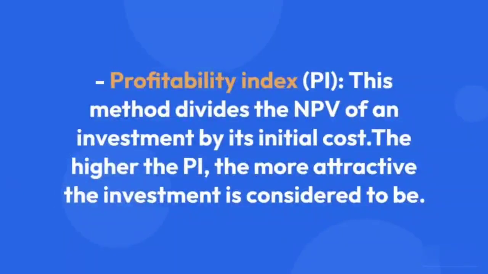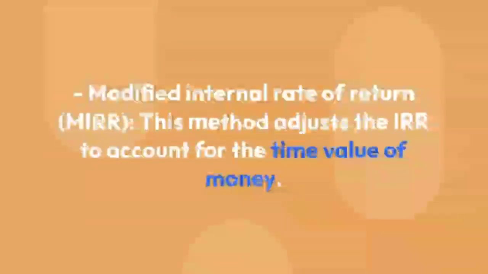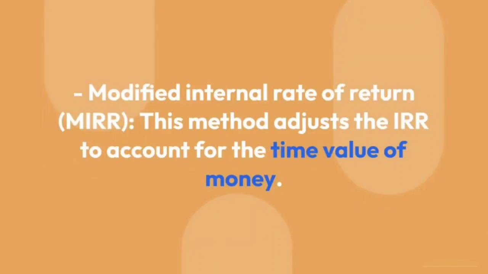Profitability index, PI. This method divides the NPV of an investment by its initial cost. The higher the PI, the more attractive the investment is considered to be. Modified internal rate of return, MIRR. This method adjusts the IRR to account for the time value of money.